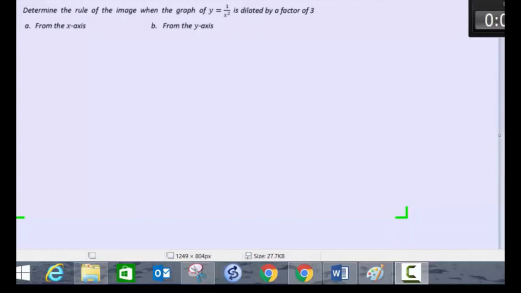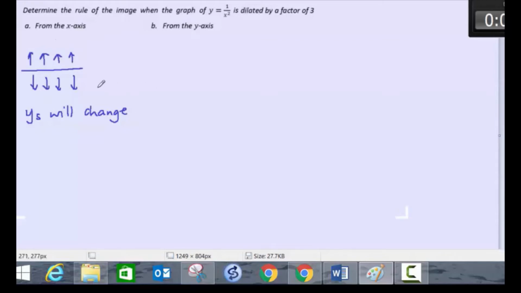We have a question here asking about a truncus which is being dilated first from the x-axis and then from the y-axis. Now it's worth keeping in mind that when we're dilating from the x-axis, we're dilating this way because the x-axis is horizontal. So therefore, if I dilate from the x-axis, my y's will change, and we need to keep that in mind.